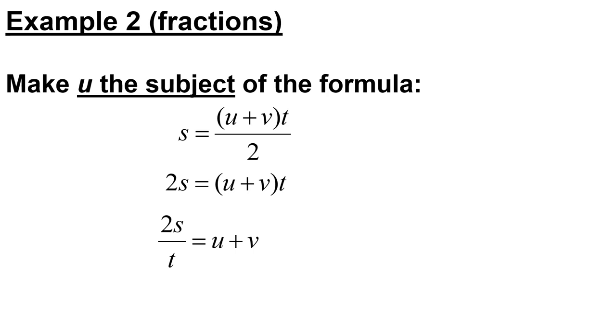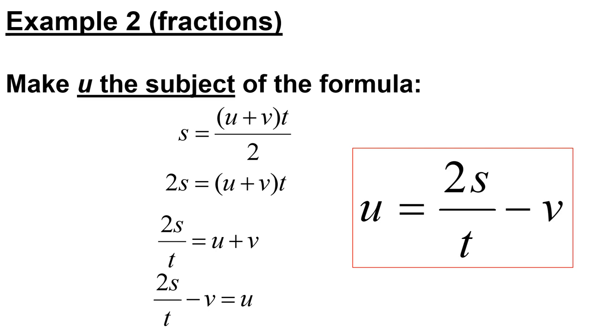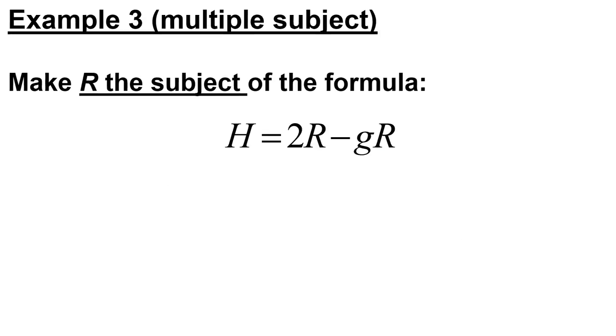What do you need to do? Remember, you must be left with u alone, so you're just going to take the v to the other side. So you'll have 2s over t minus v, and that is that. Therefore u is equal to 2s over t minus v. You've made u the subject of the formula, so it's important that you know how to make u the subject of the formula.